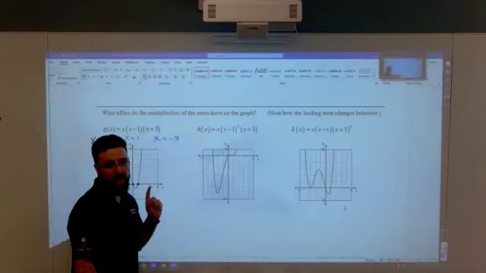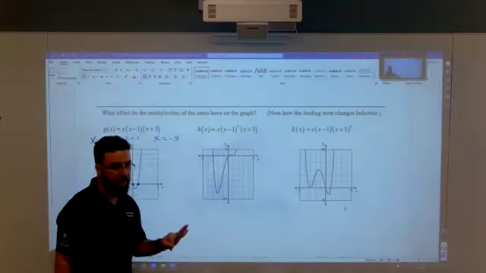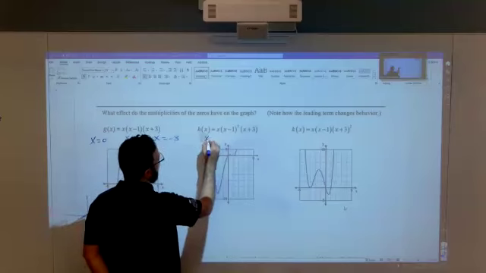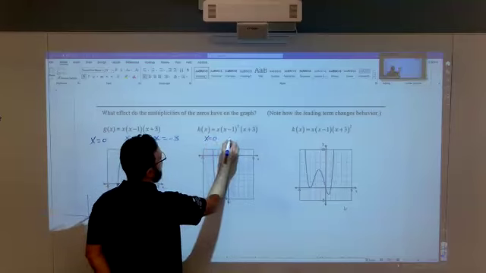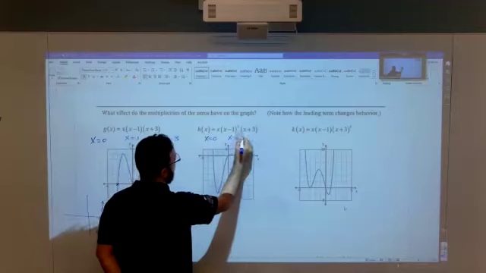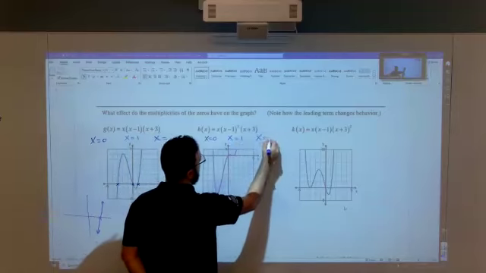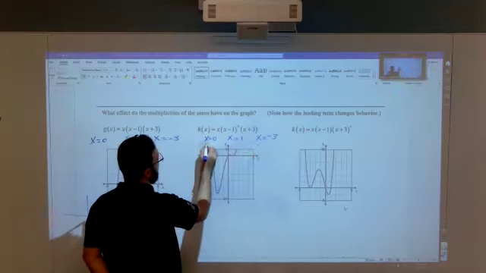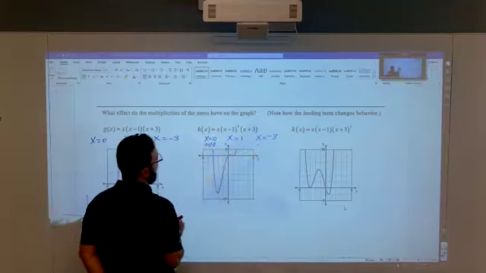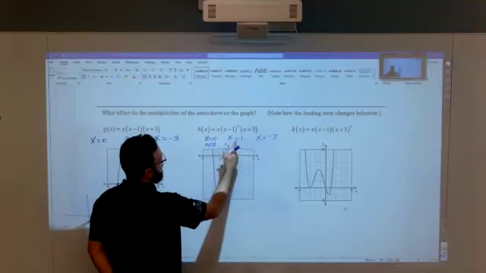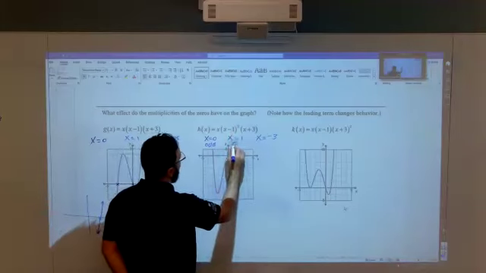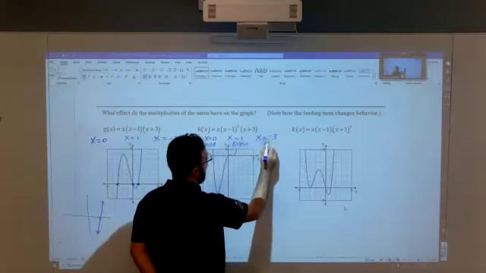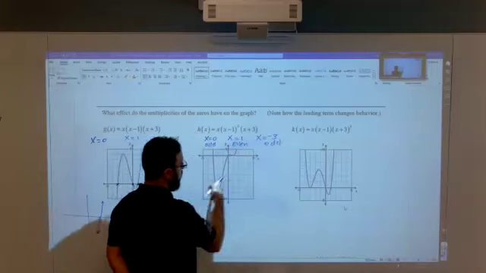How many factors do we have? 3 factors. How many zeros? 3. The first zero, x equals 0. The second one, x equals 1. The third one, x equals negative 3. Now let's see here. X equals 0 is odd multiplicity, right? X equals 1 is even. X equals negative 3 is odd. That's important on the graph.